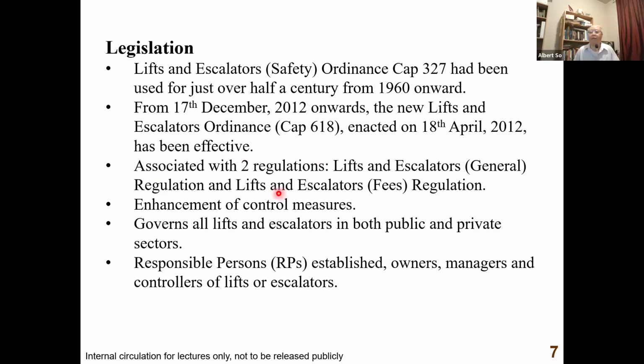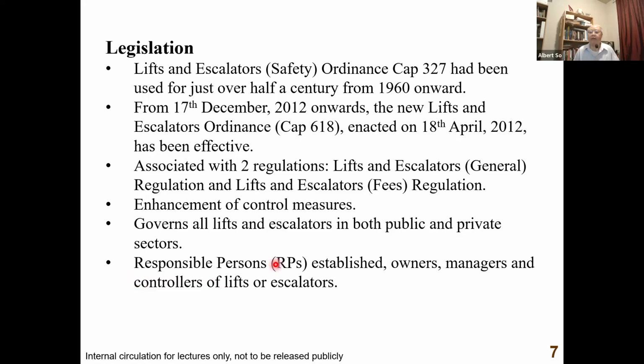All right. And then we have the fee regulations. So you need to pay. If you want to operate a lift, then you need to pay. And then there are a lot of control measures, and it governs all lifts and escalators in the public and private sectors. Chapter 327, half a century ago, did not govern lifts and escalators in government buildings. But now 618 governs all lifts and escalators in Hong Kong.